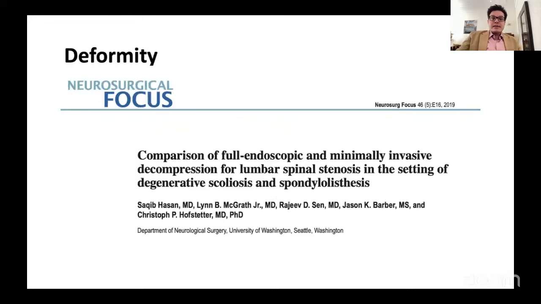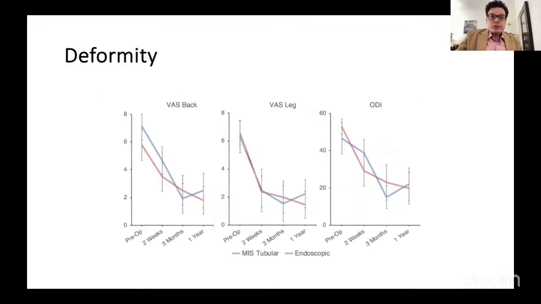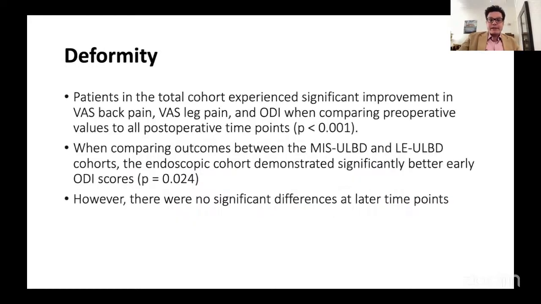And a study comparing full endoscopy to MIS decompression in the setting of degenerative scoliosis and spondylolisthesis, published by Prof. Hofstetter from Seattle, showed that all patients' VAS for back and leg and ODI improved, but again there is no significant improvement difference between the endoscopic and MIS cohorts in the long term, and the only improvement seen was in the early cohort.